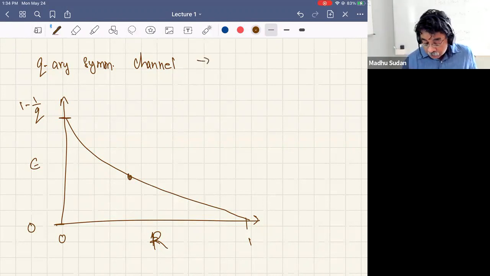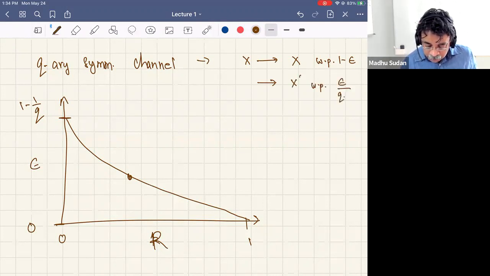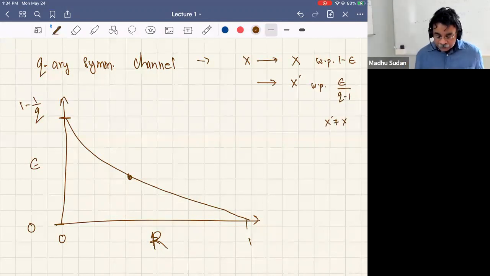Okay, so what does it mean to be q-ary symmetric? X gets transmitted as X with probability 1 minus epsilon, and it's transmitted as X prime with probability epsilon over q minus 1, where X prime is not equal to X. So for each one of the X prime not equal to X, there'll be some curve that looks like this. If you are trying to correct random errors, this is what you can do.